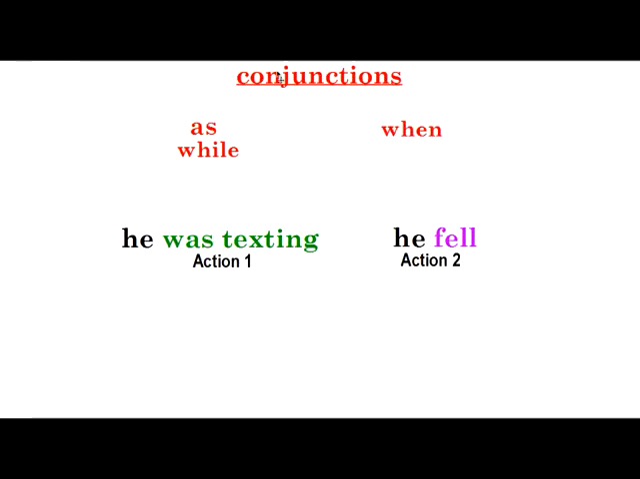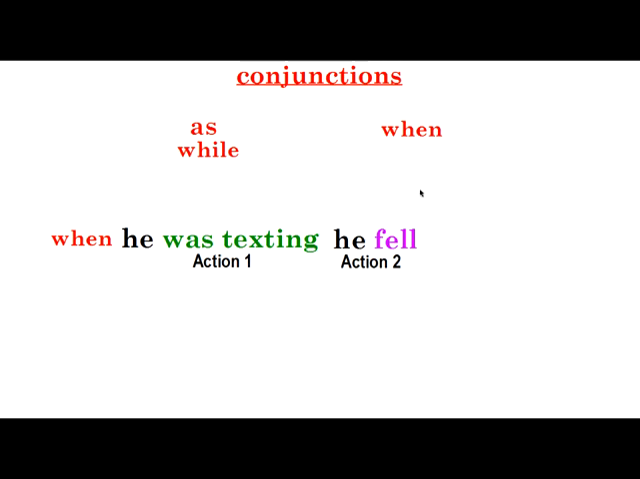Okay, so let's look at our conjunctions. Conjunctions are words that connect two different clauses or two different sentences. So here I have my first action, right? He was texting, and my second action is he fell. But I need to connect these with a conjunction somehow. So I can use when, and I can say when he was texting, he fell.